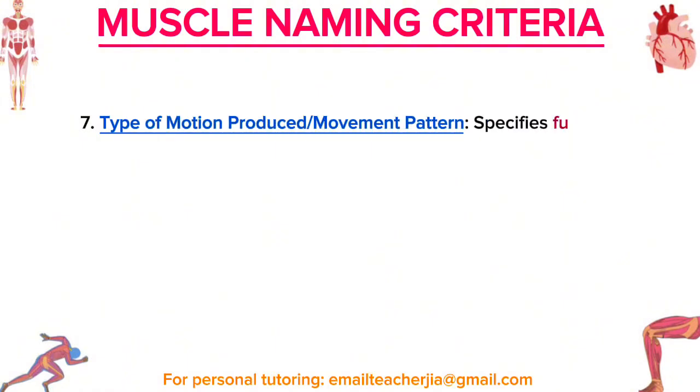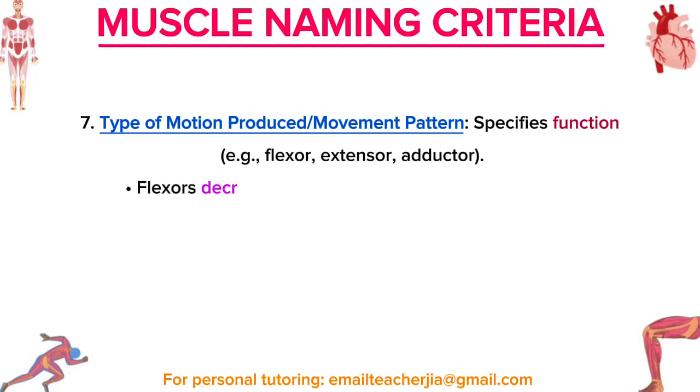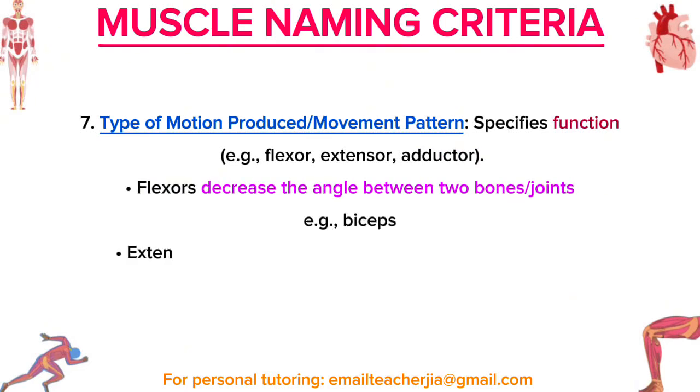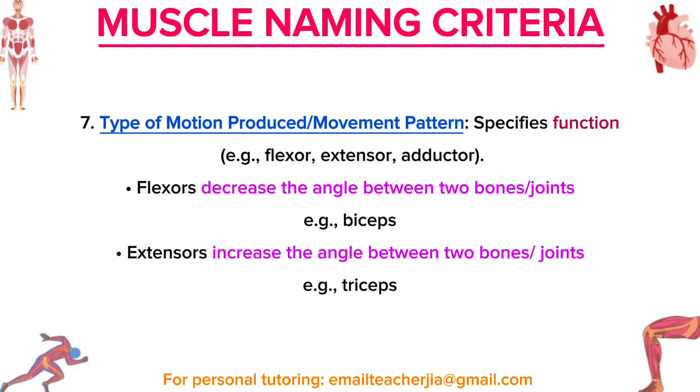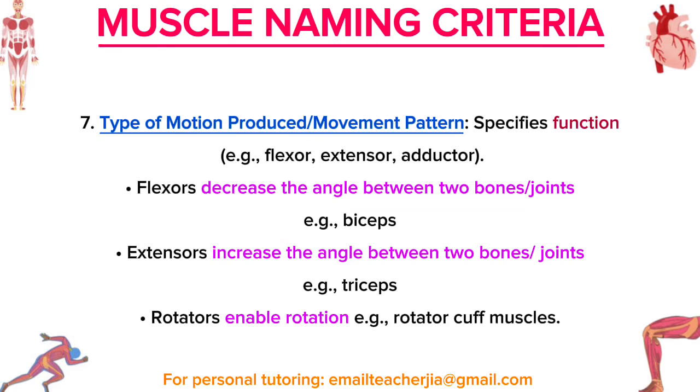This specifies functions, e.g., flexor, extensor, and adductor. Flexors decrease the angle between 2 bones or joints, e.g. biceps. Extensors increase the angle between 2 bones or joints, e.g. triceps. And rotators enable rotation, e.g. rotator cuff muscles. So you can name them according to the type of motion they produce.